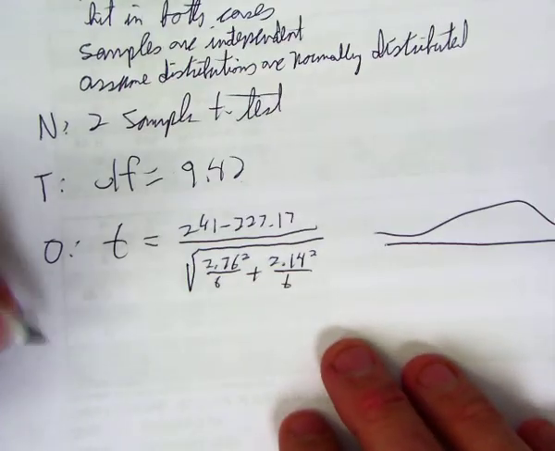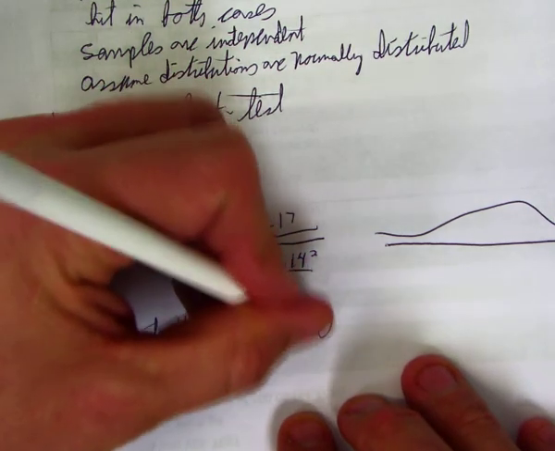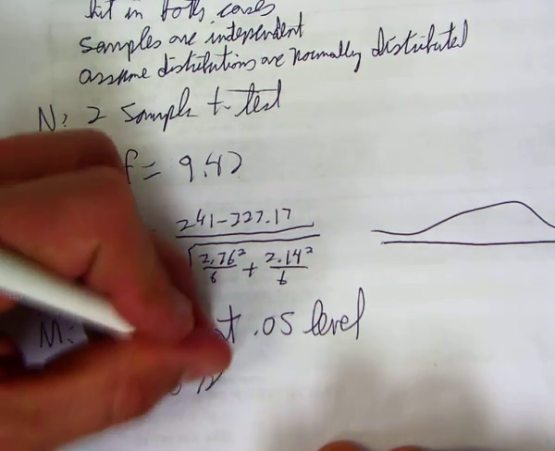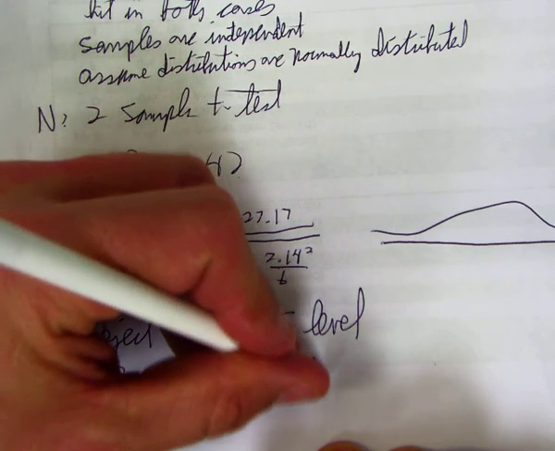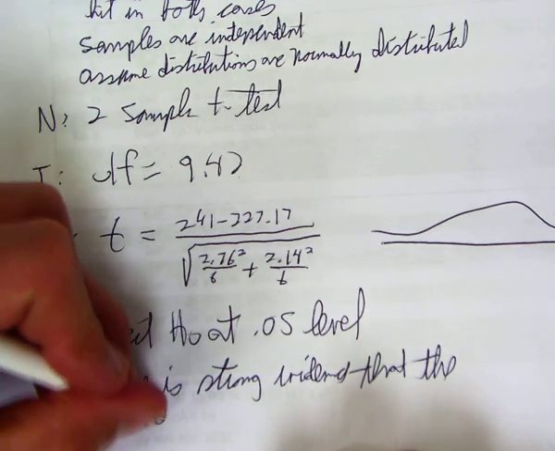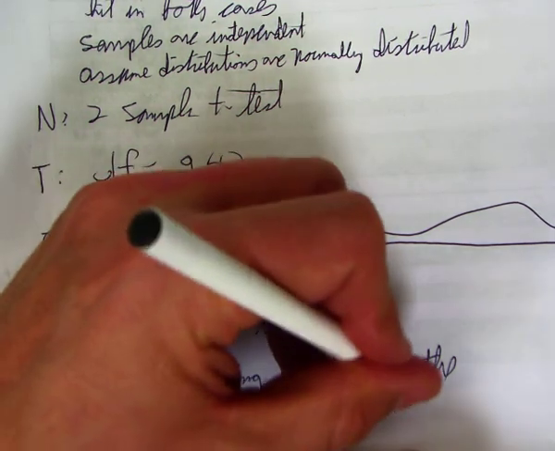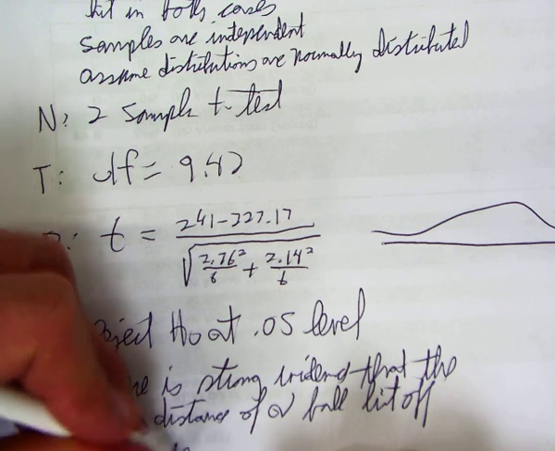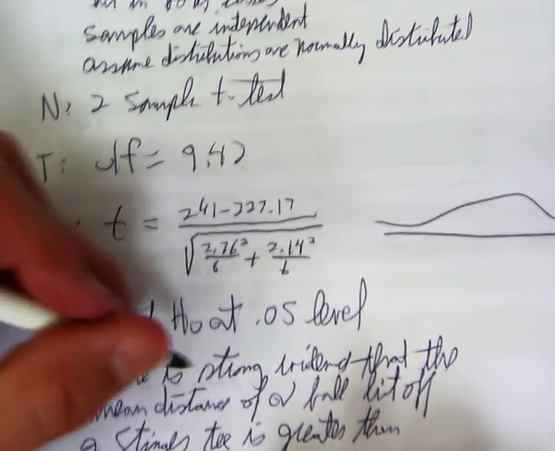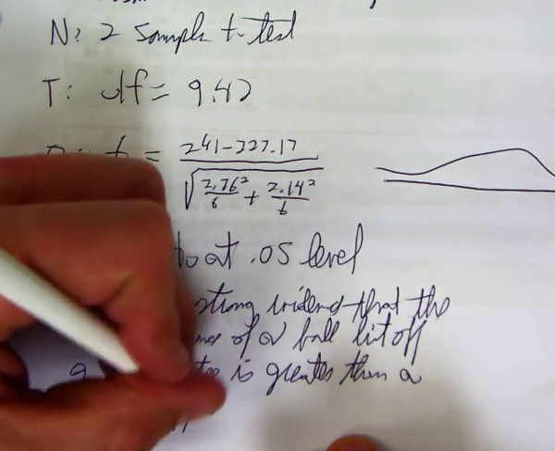So we're going to make a decision here, right? So we're going to reject H sub 0 at the 0.05 level, and the conclusion is there is strong evidence that the mean distance of a ball hit off a stinger T is greater than a ball hit off a regular tee.